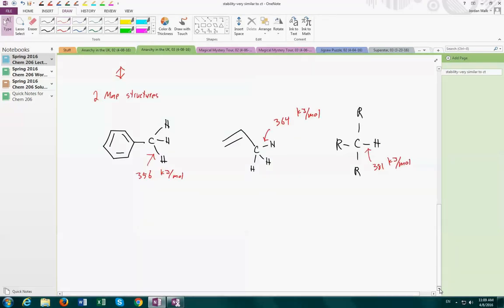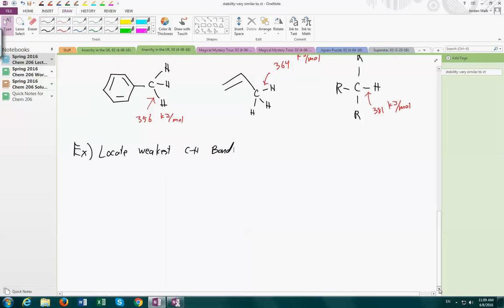For example, you might see something down the road that looks like this. Let's say we want to locate the weakest CH bond. And I have had no food and lots of caffeine. All right. So let's say we have a structure like this. There's a lot of CH bonds in this, obviously, but it's up to you to figure out what's going to be the strongest CH, or the weakest CH bond.